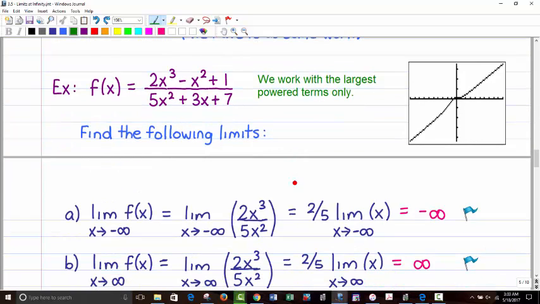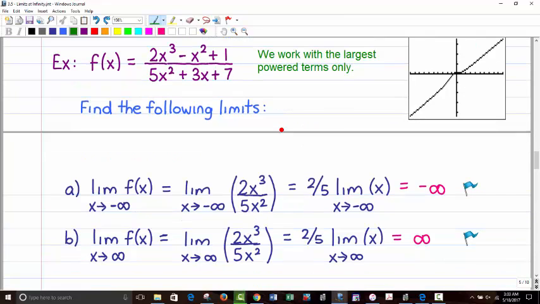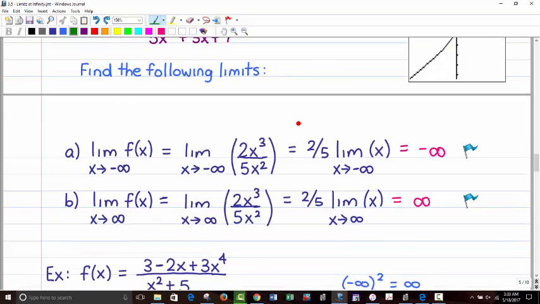And the good news is you only have to work with the 2 largest power terms. That's it. Ignore everything else. So just drop everything other than the largest terms. All I need is 2x cubed over 5x squared. So what if it was approaching negative infinity? No problem. We take 2x cubed over 5x squared. I pulled the 2/5 out, which is fine. x cubed over x squared makes x. If you then insert negative infinity, you have negative infinity, and the 2/5 won't make a difference.